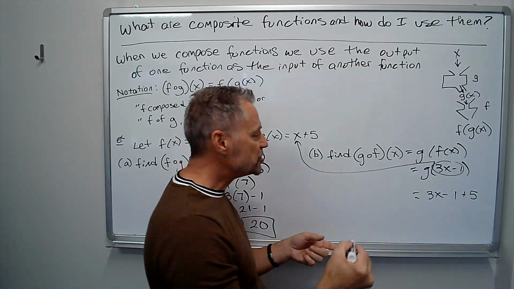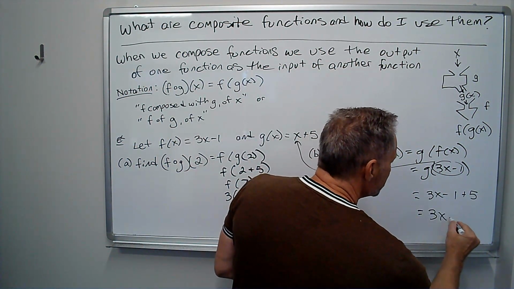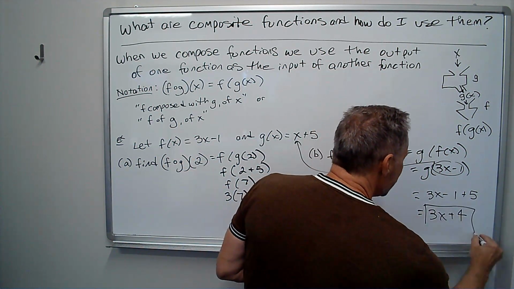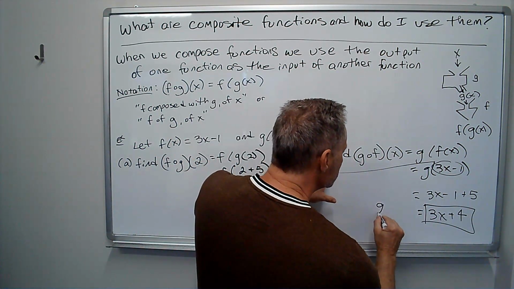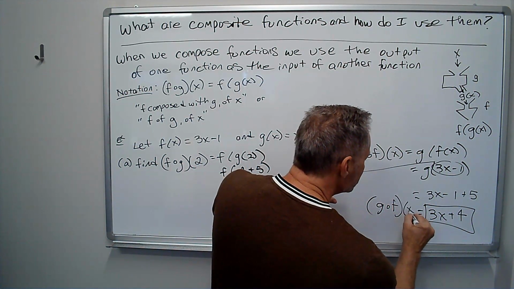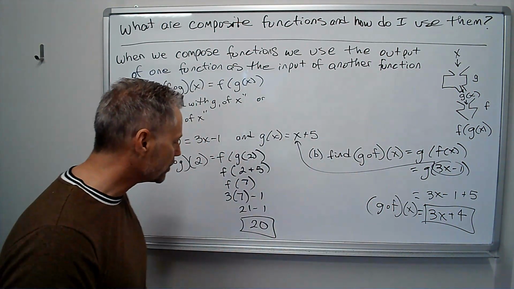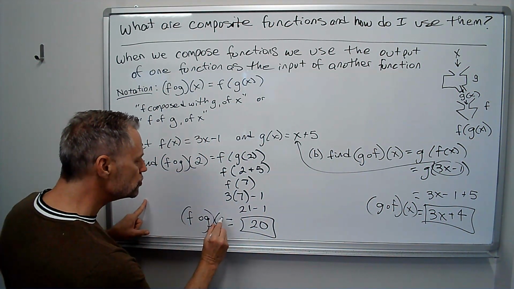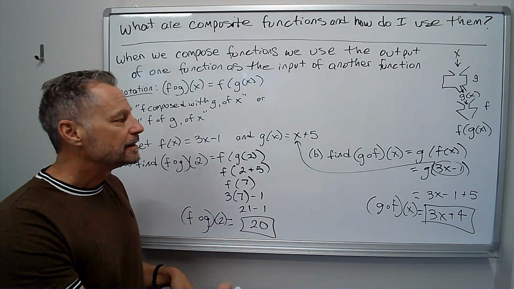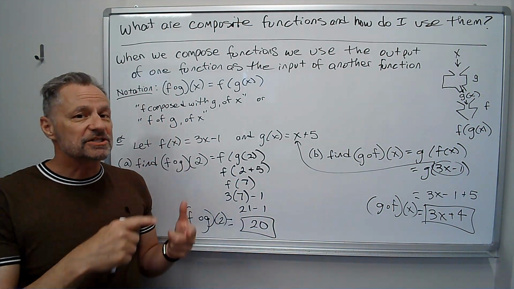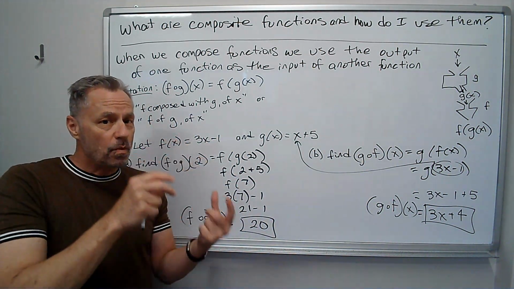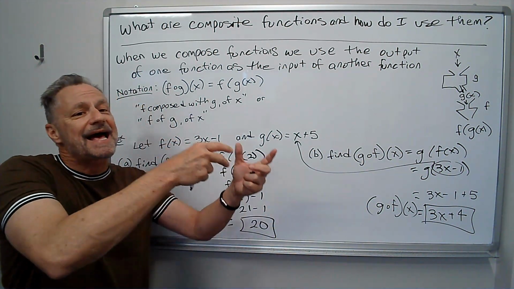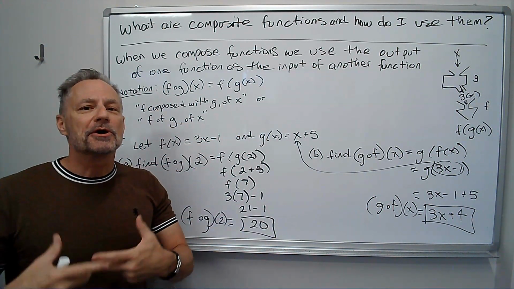So it gave me a new formula, 3x plus 4. That's my answer. g of f of x is the new formula, 3x plus 4. Over here, we could have said f of g of 2 is 20. So that's the idea. Composition of functions: taking an input into one function, using that output as the input into another function.